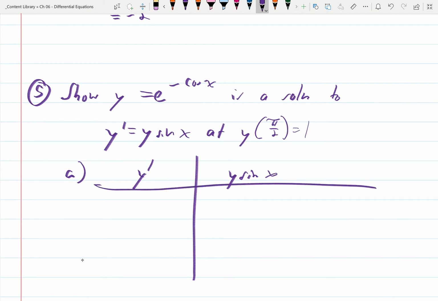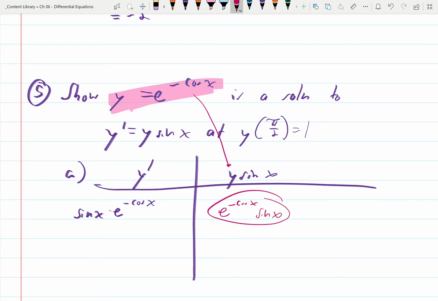The derivative of e to the negative cosine x is a chain rule derivative. The derivative of negative cosine is sine, and the derivative of e to something is e to that same something. So e to the negative cosine of x. And if I take this and I substitute that in the right side, I get e to the negative cosine x times sine x, and the two sides are the same.